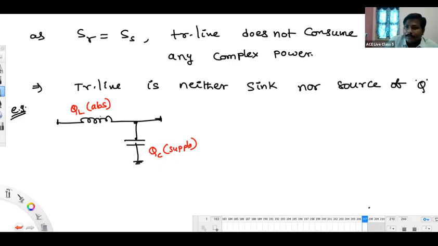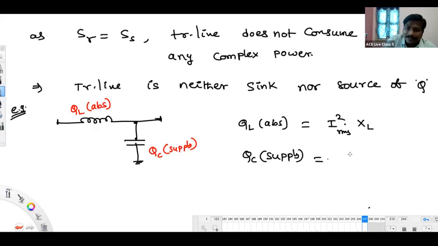Listen. What is the formula for QL absorption and the formula for QC supply? QL absorption is I square into XL, where I is the RMS current, definitely RMS current only. I RMS square into XL is the reactive power absorbed by the transmission line. What is the reactive power supplied by the transmission line? It will be V RMS square by XC, voltage square by capacitive reactance.